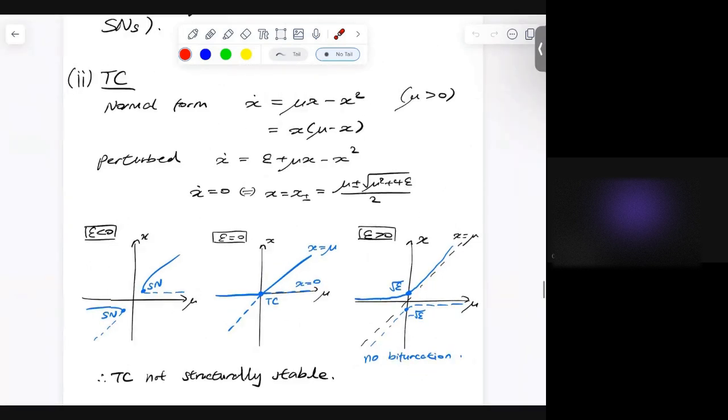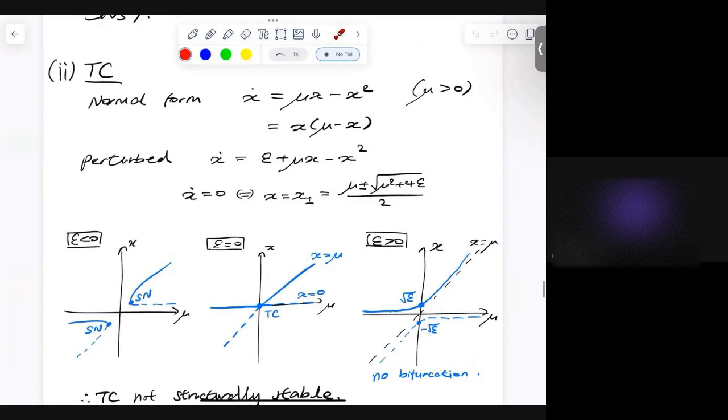Yeah, the thing to be careful of here is if you're doing an exam question on this and you find a normal form, it might not be exactly this. So you can't just memorize, say, for epsilon less than 0, we get two saddle nodes, and for epsilon greater than 0, we have no bifurcation. You'll have to check that by yourself.